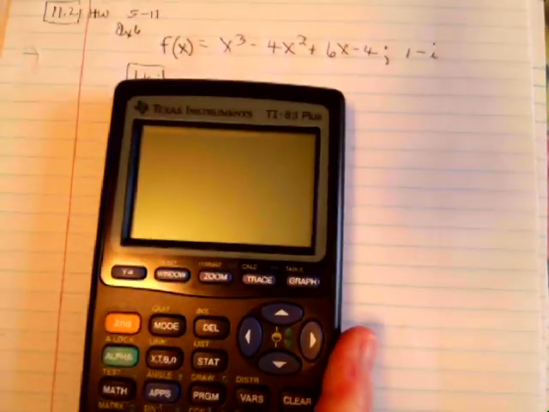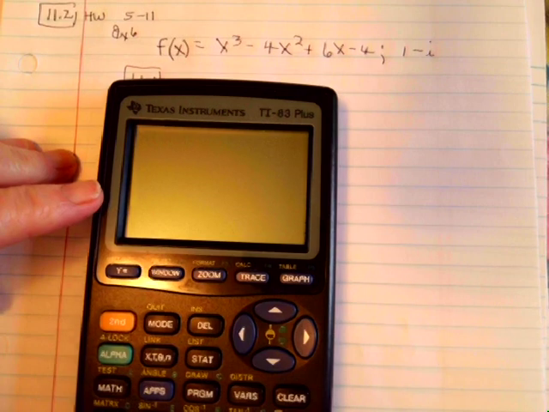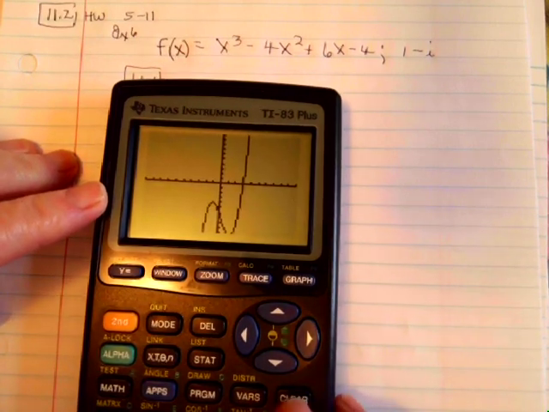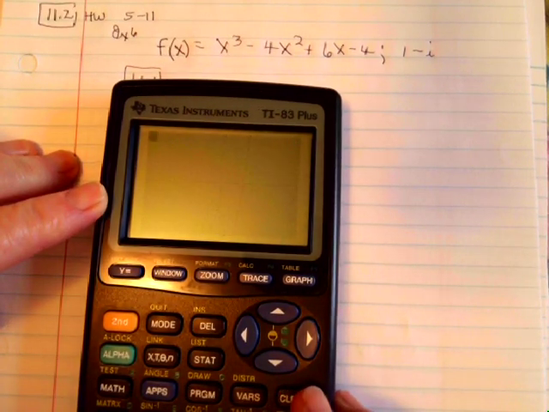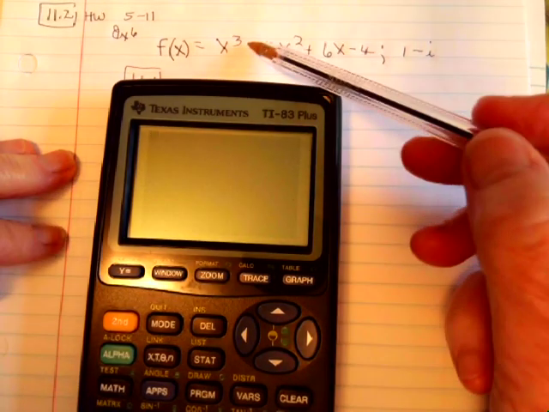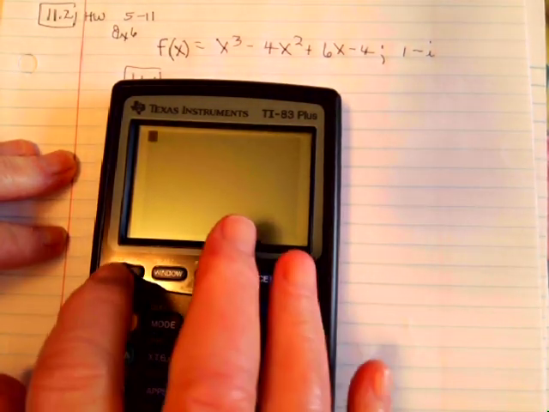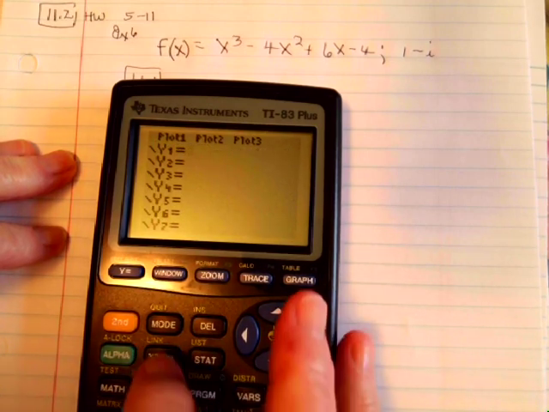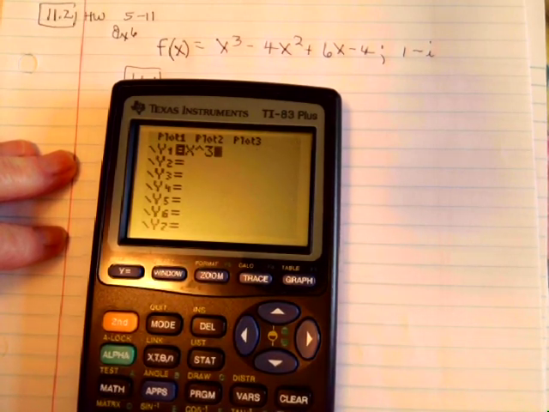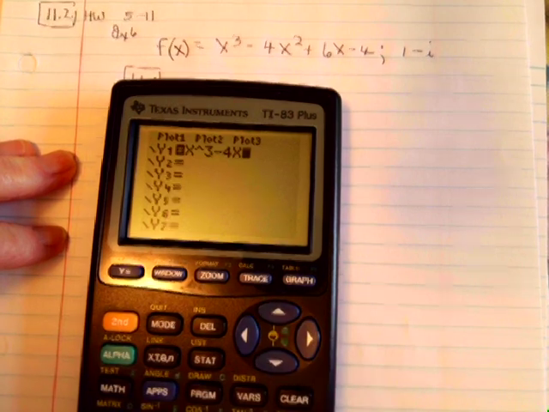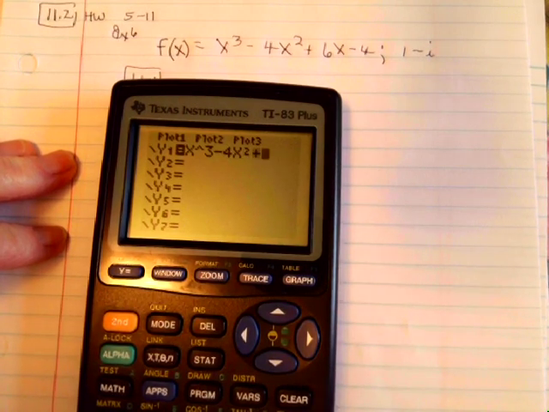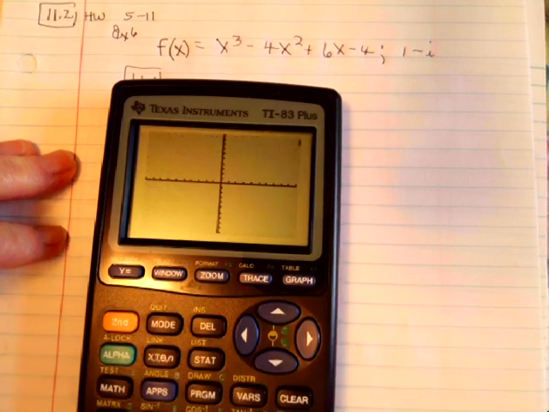I'm going to graph. If I can graph and see where this crosses the x-axis, then I will have found the other one. I know that it has 3 because this is a third degree equation. Y equals x cubed minus 4x squared plus 6x minus 4. Graph.